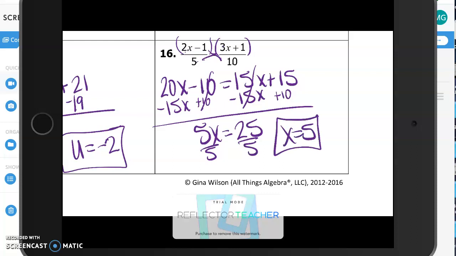Again, you'll want to plug that in. If you're going to do it all at once, you need to put those parentheses in there just like it shows. 2 times 5 minus 1, and then end your parenthesis, divided by 5. See what that gives you. Parenthesis, 3 times 5 plus 1, parenthesis, divided by 10. Make sure that gives you the same thing.